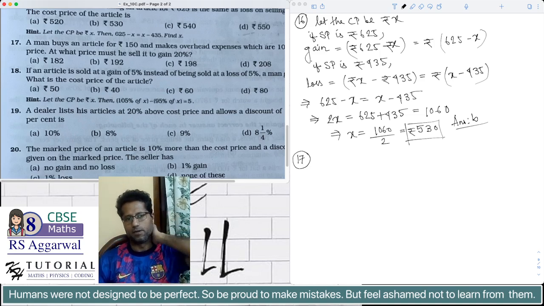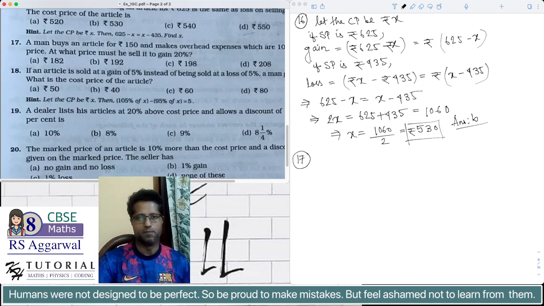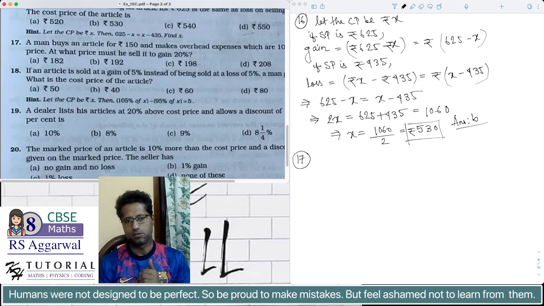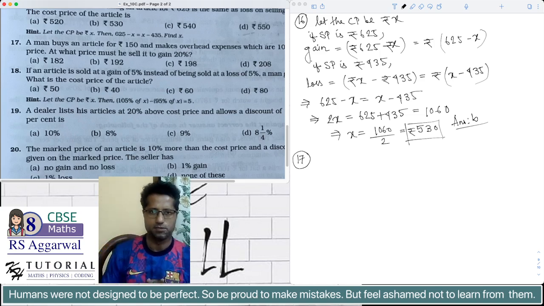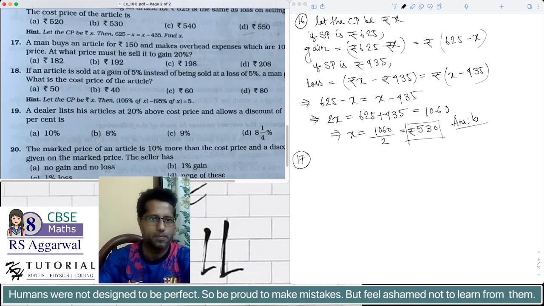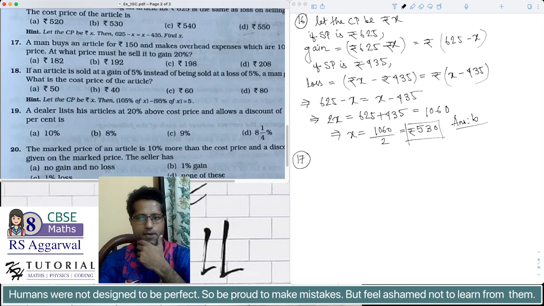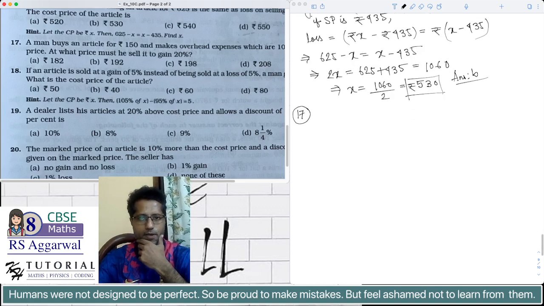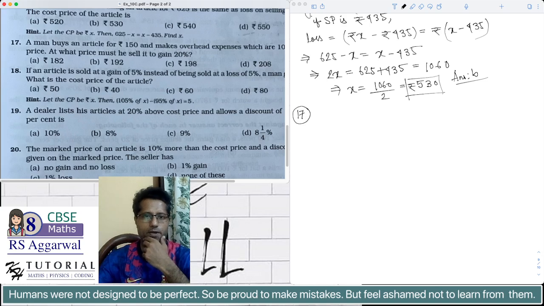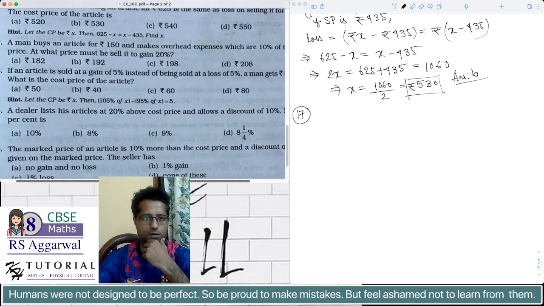Now, whenever you are asked what the selling price will be so that there is a gain of 20%, it obviously means that we have to somehow find the cost price. Only when we know the cost price can we tell what the selling price will be to make a gain of 20%. So whatever other information is given, we have to find the cost price first. It is given that a man buys an article for rupees 150 and makes overhead expenses which are 10% of the cost price.